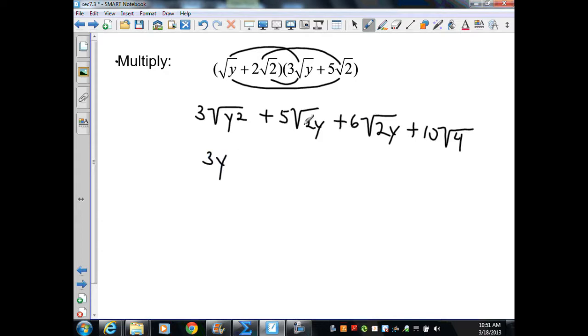The two middle terms are like terms. My index on each is 2, and my radicands are the same. Therefore, I can combine the coefficients here. A positive 5 and a positive 6 is going to give me a positive 11 square roots of 2y. And my last term, the square root of 4 is 2. 2 times 10 is 20. And my solution, 3y plus 11 square roots of 2y plus 20.